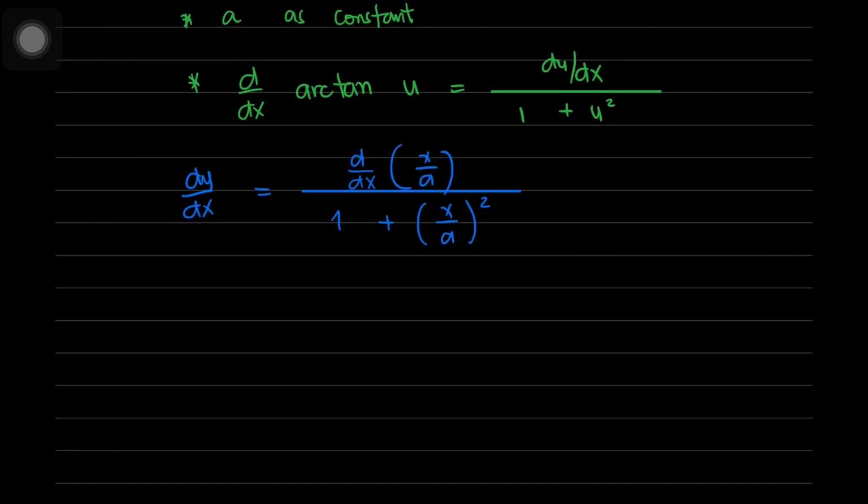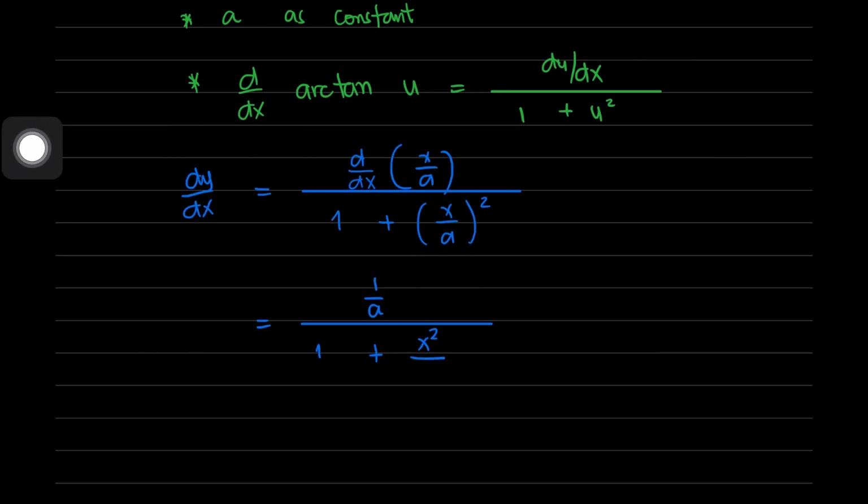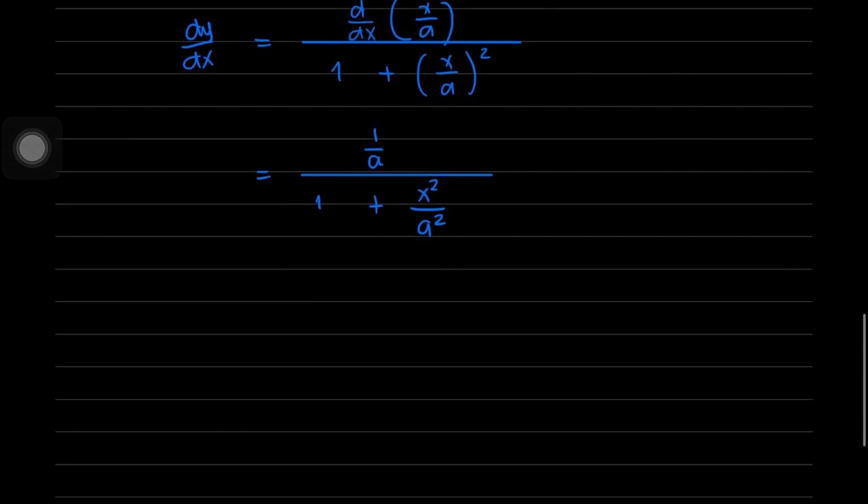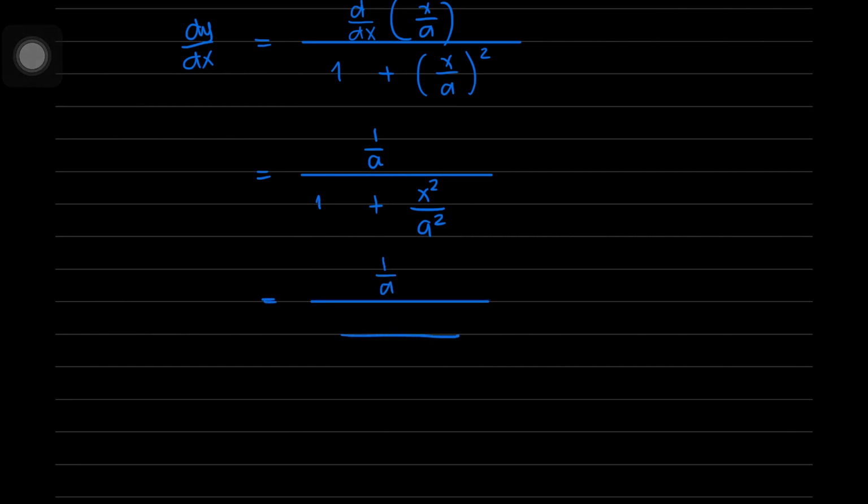Now, this is equal to the derivative of x over a, where a is a constant, all over 1 plus x squared over a squared, which is equal to 1 over a all over 1 plus x squared over a squared. So if we're going to simplify this resulting expression, we now have 1 over a all over, right? If we're going to combine the two terms in the denominator, the LCD would be a squared. So a squared divided by 1 times 1, that would be a squared plus x squared.